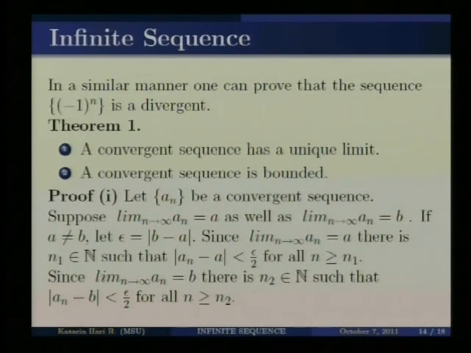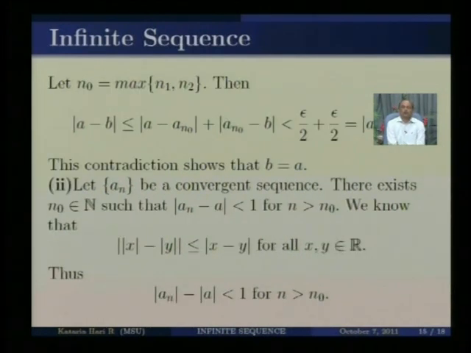Again, the limit of the sequence an is b, and therefore, again by the definition, there is n2 belonging to n such that mod an minus b is less than epsilon by 2 for all n greater than or equal to n2. Now, let us choose n0 as the maximum of n1 and n2.